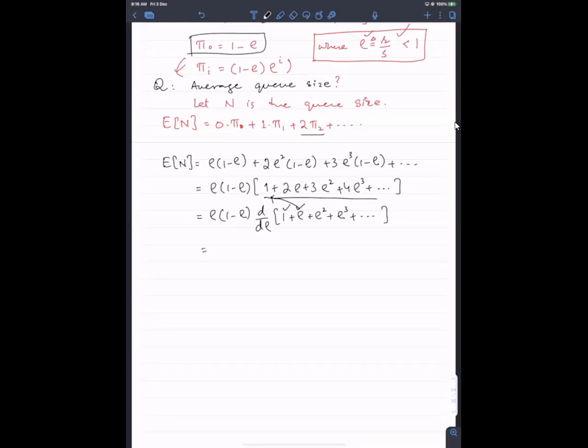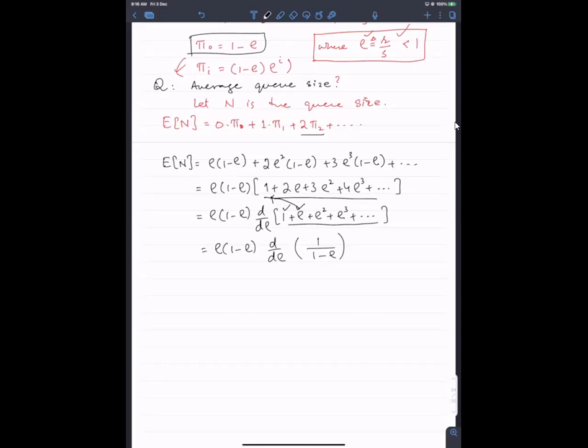Okay, so this is equal to rho into 1 minus rho d by d rho of, what is this guy? This is a geometric series, an infinite geometric series with ratio which is smaller than 1, rho is smaller than 1, and the ratio is rho. So this would be equal to the first term over 1 minus rho.